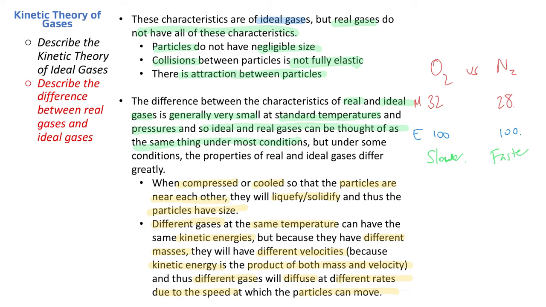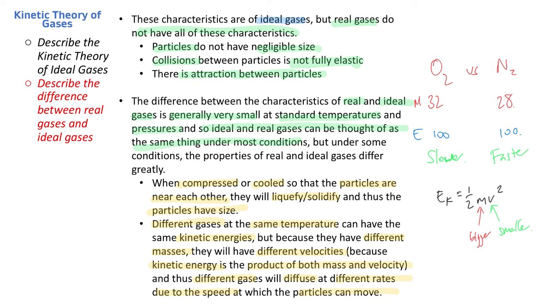mass. The kinetic energy EK is equal to half mv squared, so it's mass times velocity. Because you have a bigger mass, you have to have a smaller velocity, like if you're talking about O2 compared to N2. So they will move at different speeds and diffuse at different rates. And because they have different sizes, when you compress them, those different sizes do make a difference to their speeds as well.